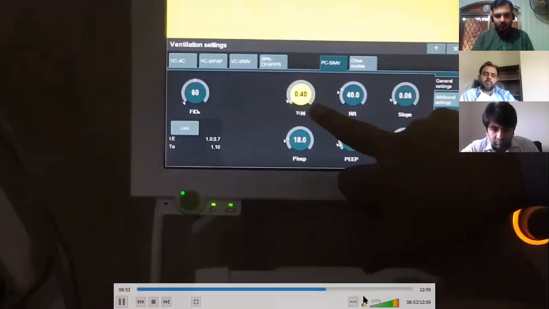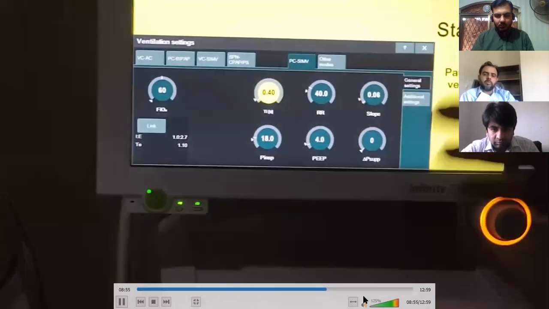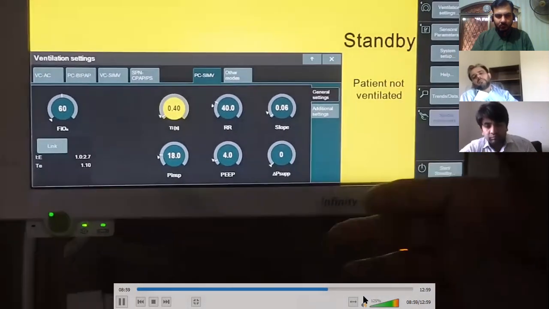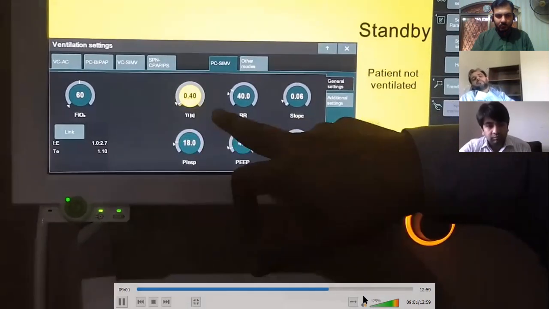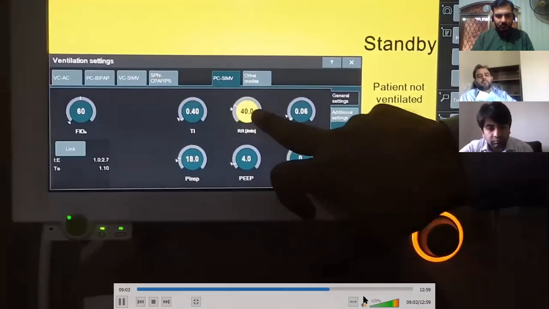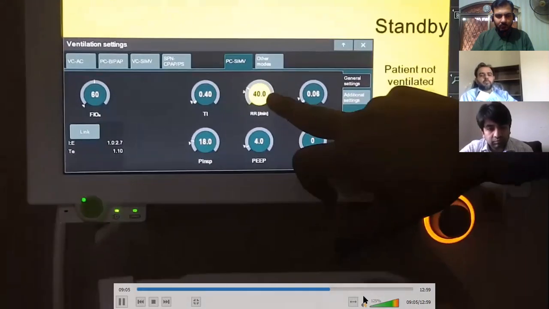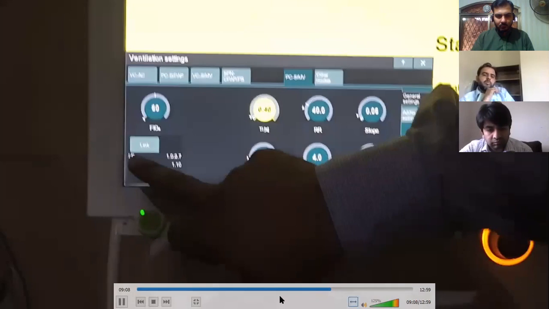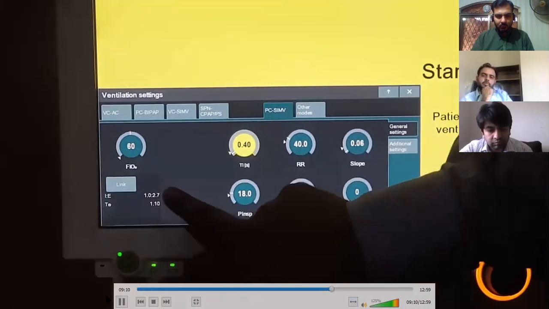The other option is inspiratory time. The inspiratory time usually varies from 0.3 to 0.6 seconds. And you can see when we adjust the rate to 40 per minute, and the inspiratory time is 0.4, the IE ratio that is calculated is 1 to 2.7.